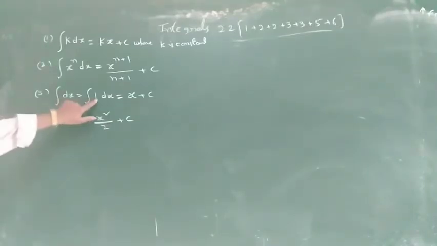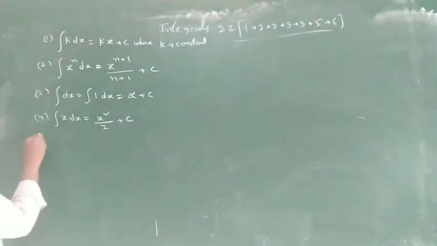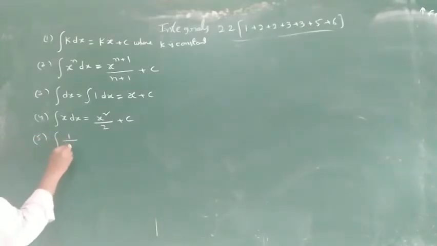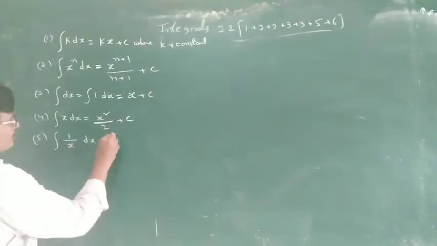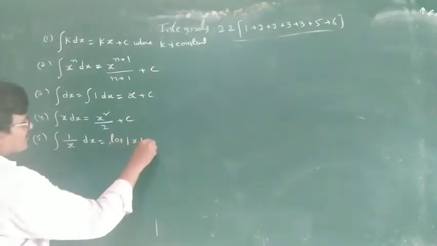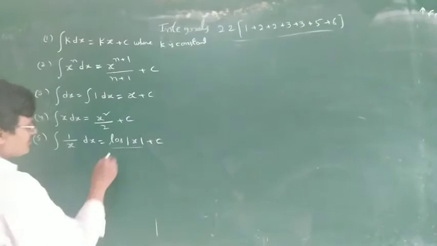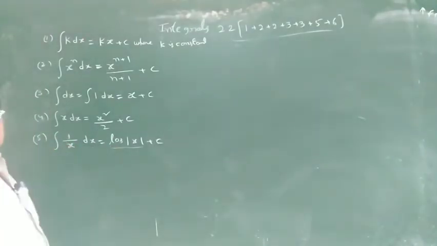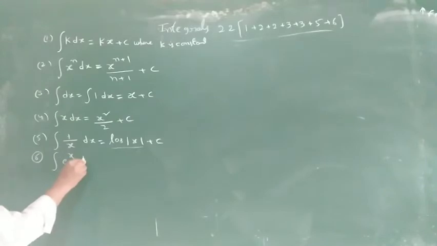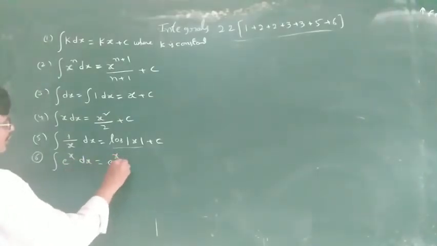I will explain the formulas after this. Next, fifth one, integral 1 by x dx is equal to log mod x plus c. Integration is the antiderivative. The derivative of log x is equal to 1 by x. So, integral e power x dx is equal to e power x plus c.